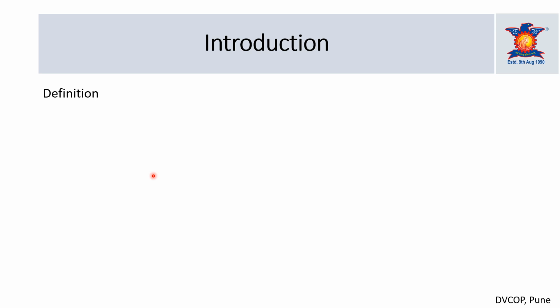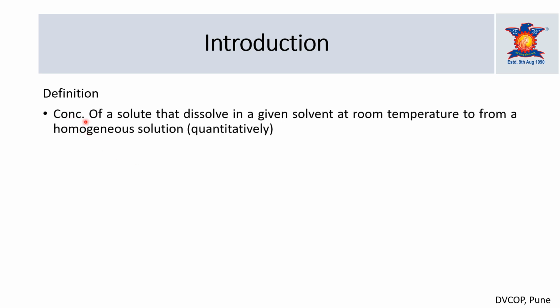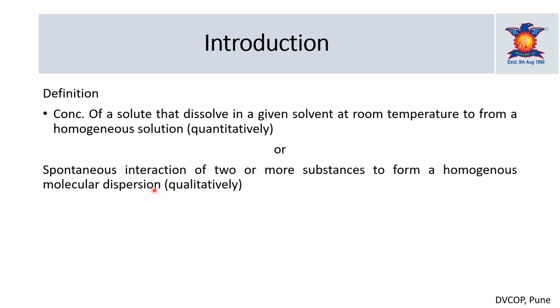First, the definition of solubility: it is defined as the concentration of a solute that dissolves in a given solvent at room temperature to form a homogeneous solution. Again, it is quantitatively defined as a spontaneous interaction of two or more substances to form a homogeneous molecular dispersion. Hence, solubility is defined quantitatively as well as qualitatively.